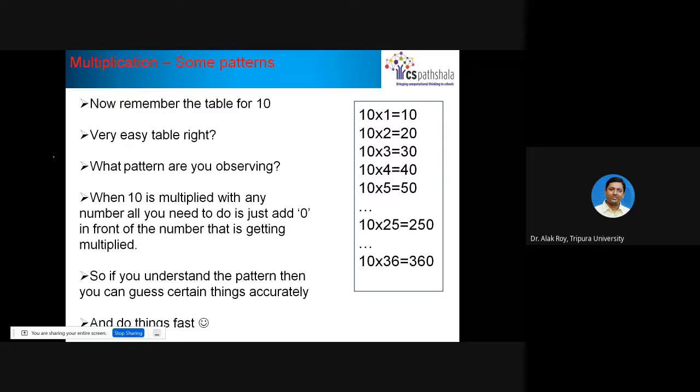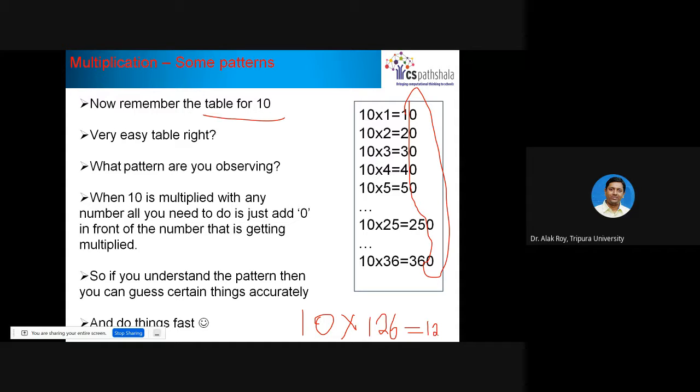Another example. Now let's take the table for 10. If you observe clearly, all of them end with 0. So when 10 is multiplied with any number, all you need to do is add 0 after the number that is being multiplied. So if you understand the pattern, then you can guess certain things accurately. If you multiply 10 with 1 to 6, since you know the pattern, you just add 0.